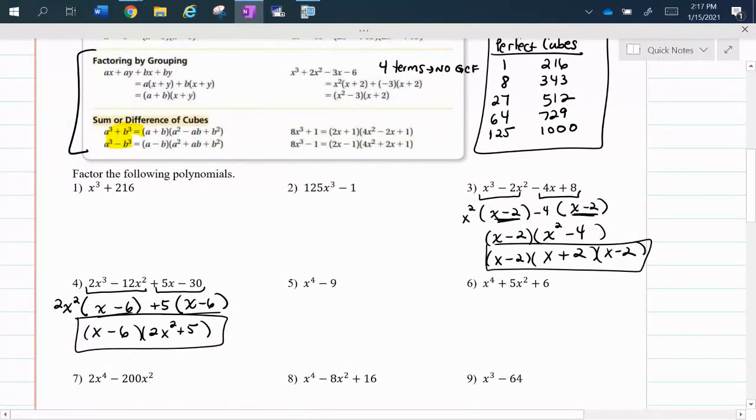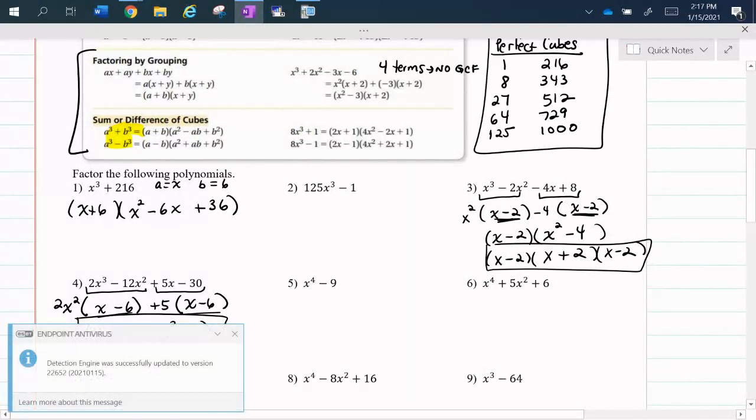So let's do number 1, x cubed plus 216. So we're going to make a binomial times a trinomial. And the a is the x, and the b is the other thing. 216 is the same thing as 6 cubed, so the b is 6. So I'm going to write (x plus 6), and then (x squared minus 6x plus b squared, which is 36). And I'm done.